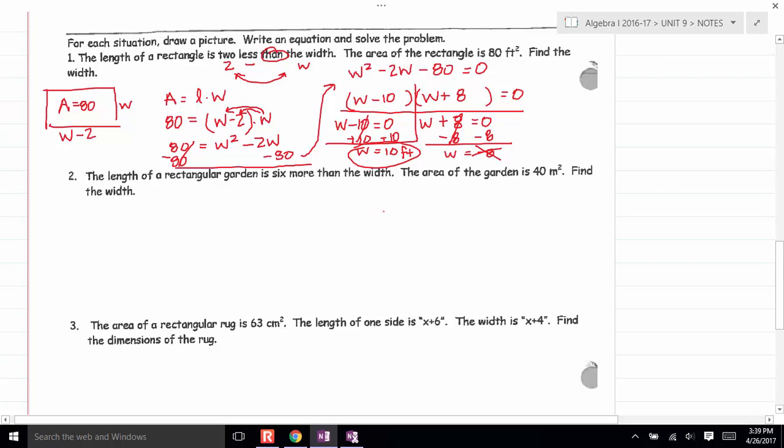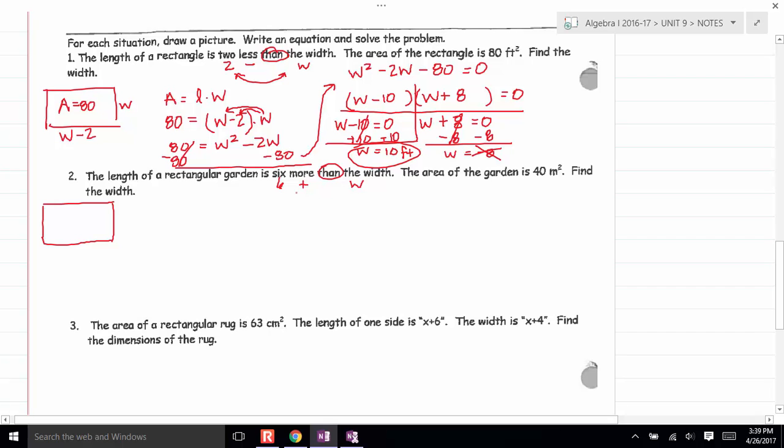Okay, moving on to number 2. The length of a rectangle garden is 6 more than the width. The area of the garden is 40 square meters. Let's find the width. We're going to start off the same way. Set up a rectangle. The length, so that's the bottom piece of the rectangle, is 6 more than the width. So we have a 6. More means the operation addition. The width could be W or X, whichever letter you want to use. I'm going to use W since it matches with the word width.